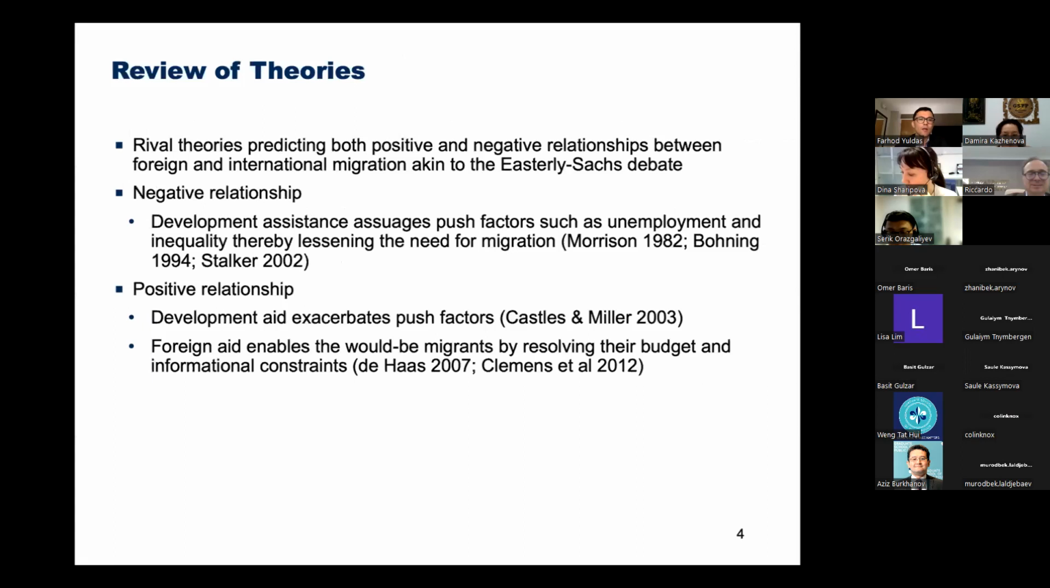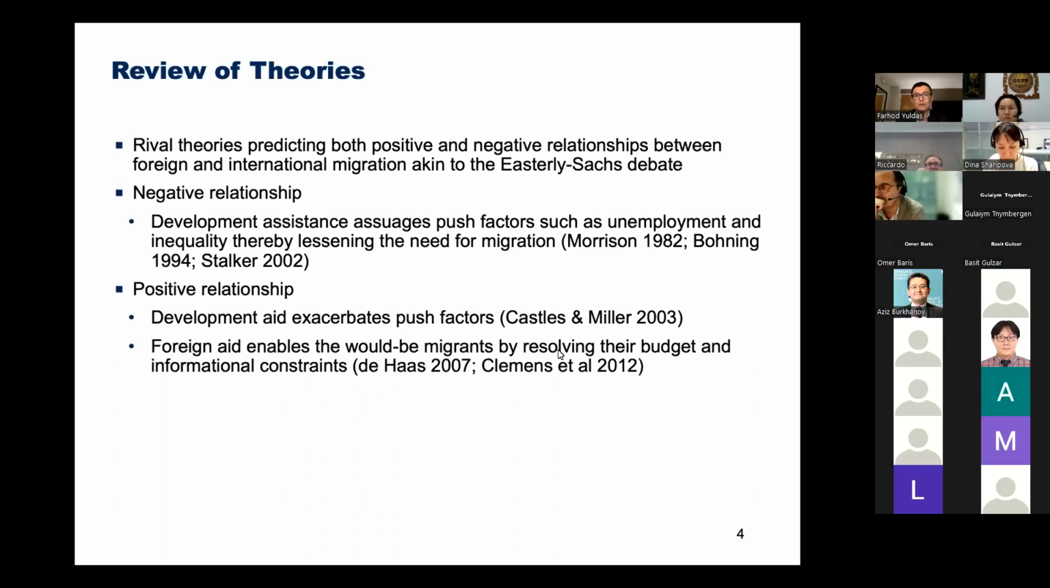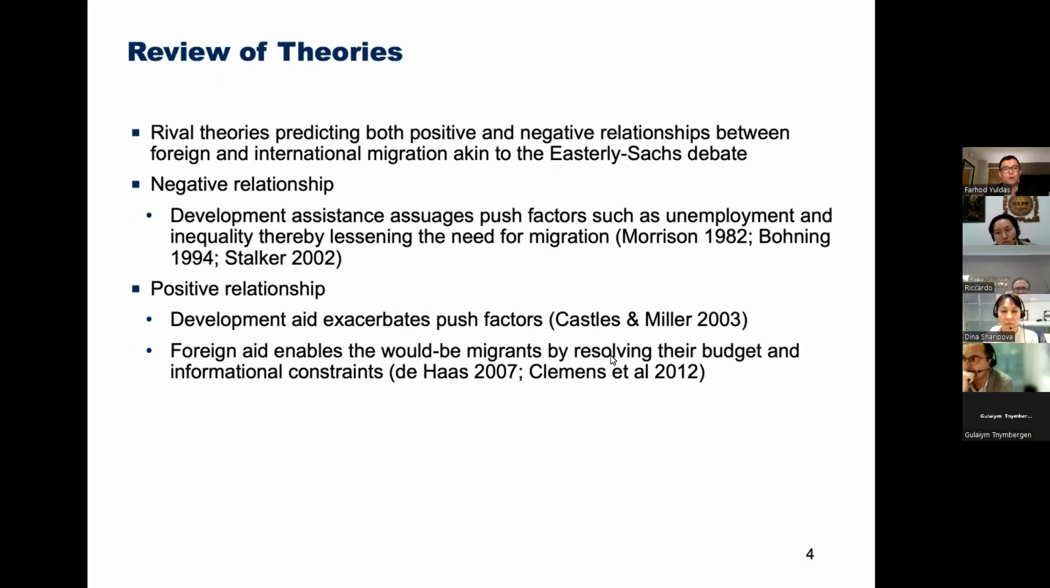Economic outcomes. So those who found a negative relationship often looked at unemployment and inequality, which were some of the issues that foreign development assistance could help with, therefore lessening the need for emigration for people out of developing countries. But then there is also a wide literature arguing the opposite: there's actually a positive relationship between foreign aid and international migration.